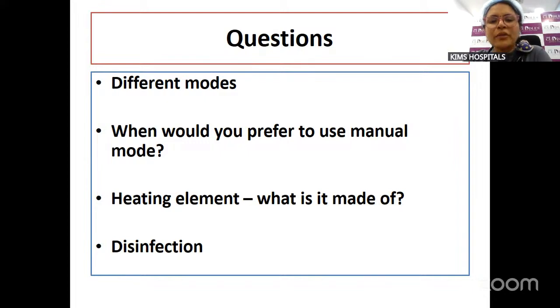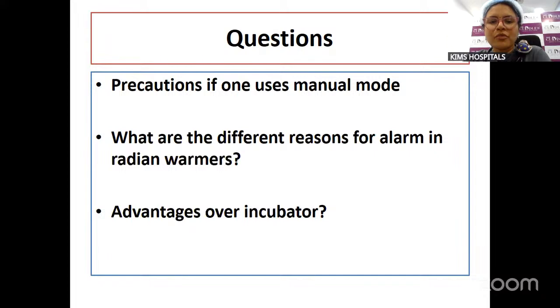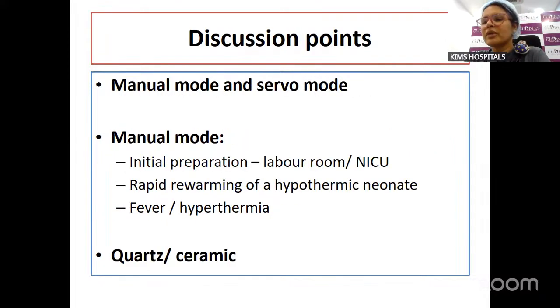The next question is, when would you prefer to use a manual mode? We prefer to use a manual mode whenever we don't have access to the baby to target the set temperature of the baby's skin. So often when we are awaiting the baby's admission from the labor room, during resuscitation, when the baby needs rapid rewarming for hypothermia, or when the baby has fever, when the skin probe can falsely detect a high temperature, we use the manual mode.